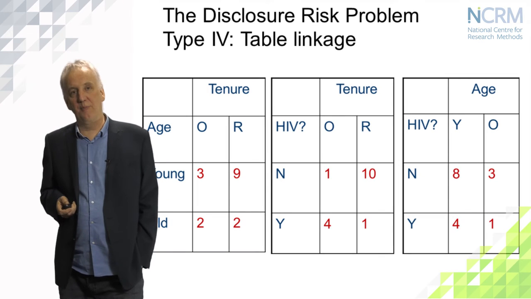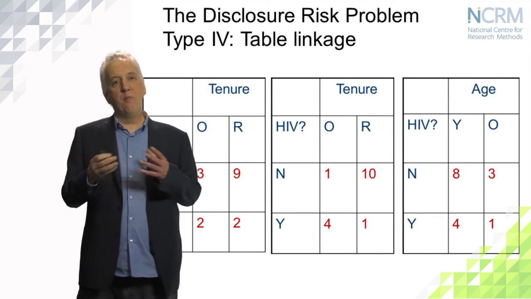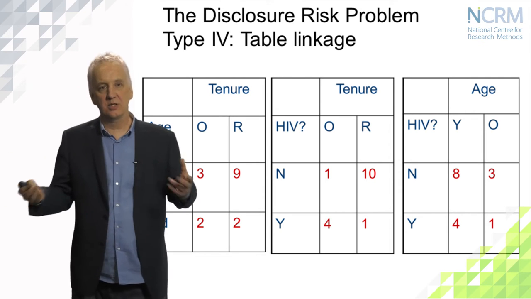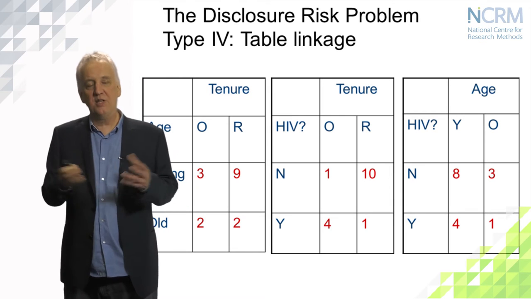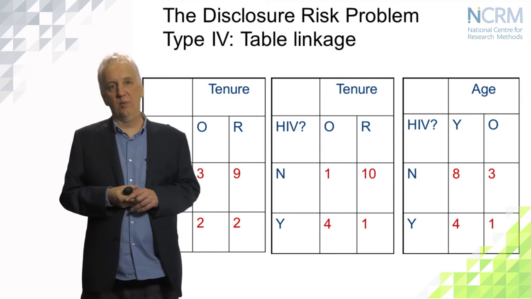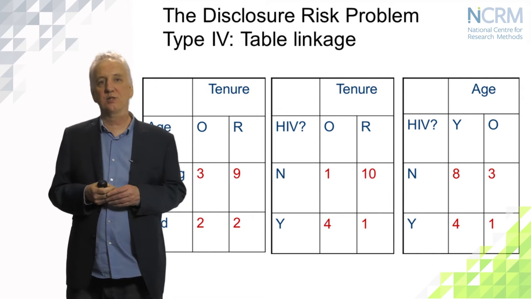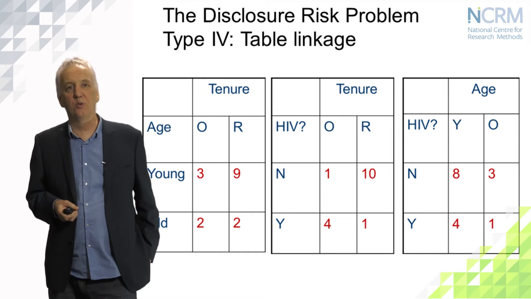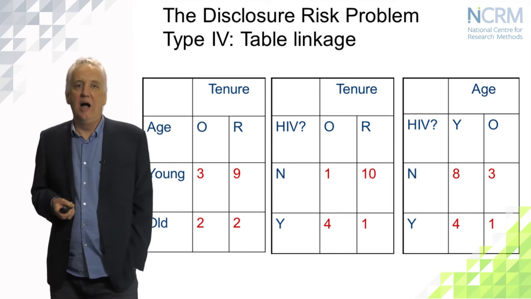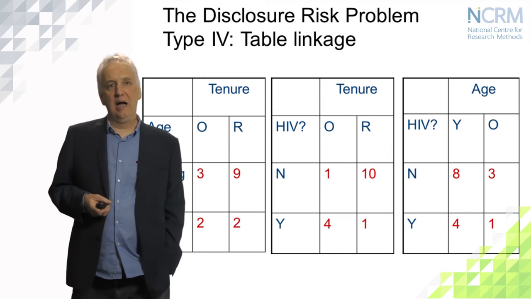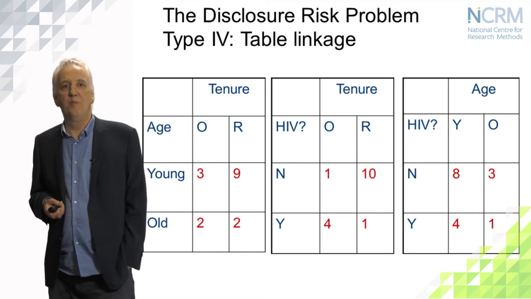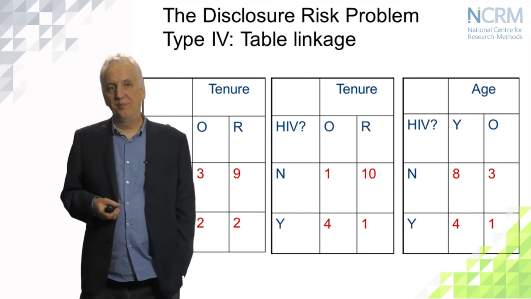Okay, here's another type of problem. When we're thinking about outputs, certainly aggregate outputs, as a data product, as a source of open data, we tend to think of them as being unproblematic. Now, the issue that can come up is that outputs can interact. So here's a very simple example where we have 2x2 tables of counts again of three variables. And the variables are tenure, age, and whether somebody has HIV or not.